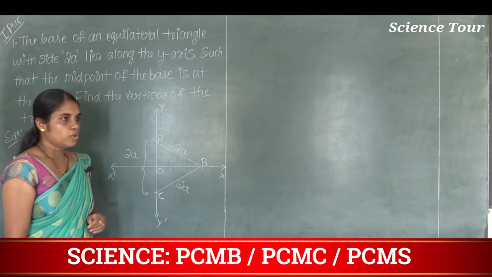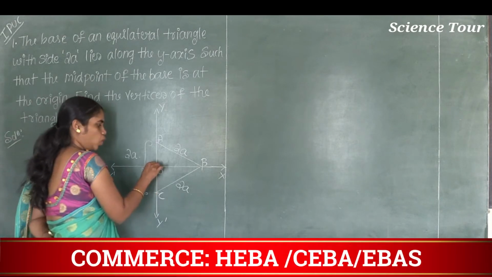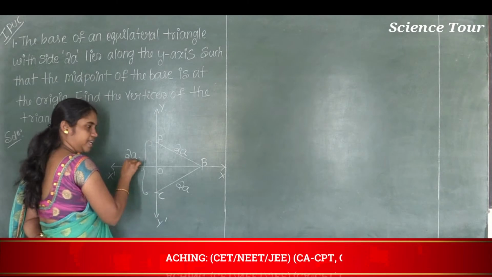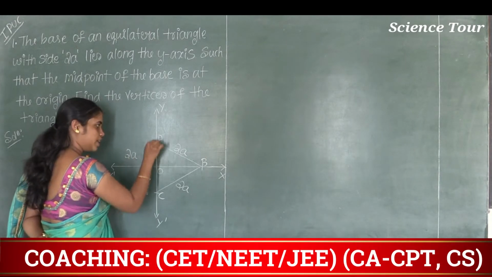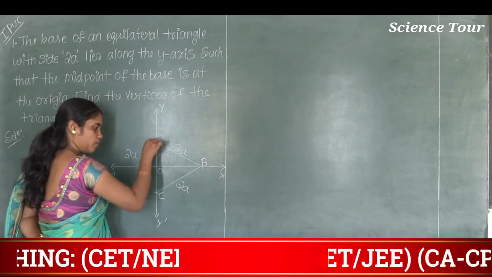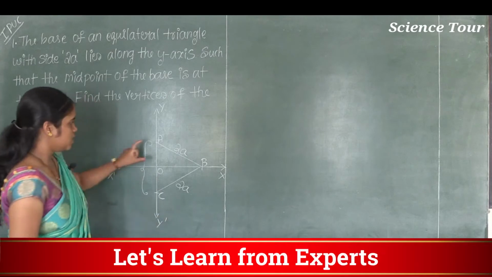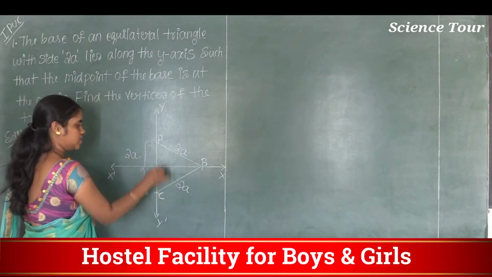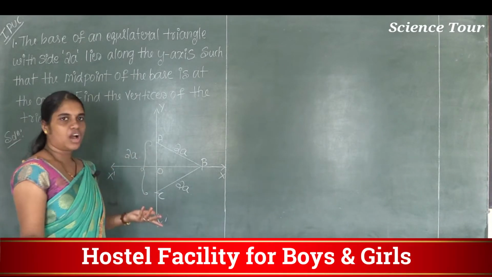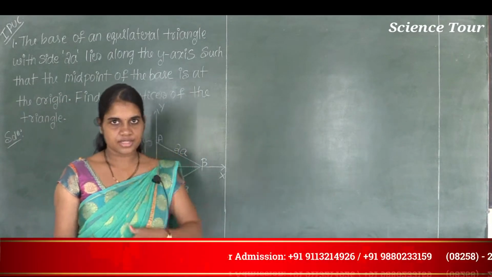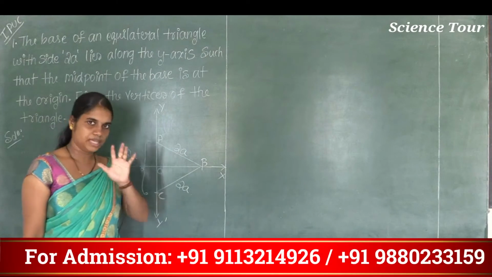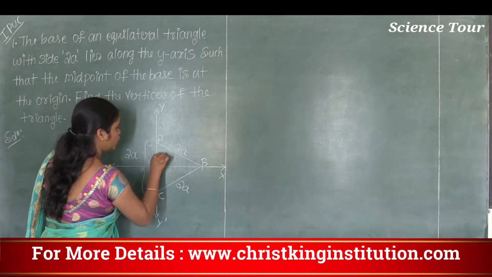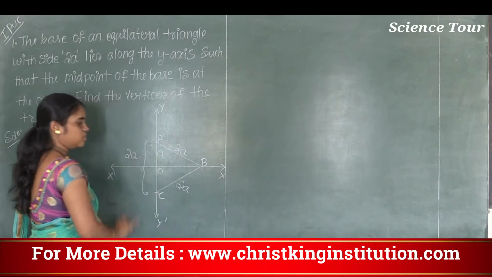Since O is the midpoint of AC, and we know that AC length is 2A, what about length OA? Half of this AC, isn't it? See, this OA is nothing but half of AC. So AC is 2A. What is the half of 2A? 1A, isn't it? 1A is nothing but A itself. So what is the length of this OA? OA length is A.